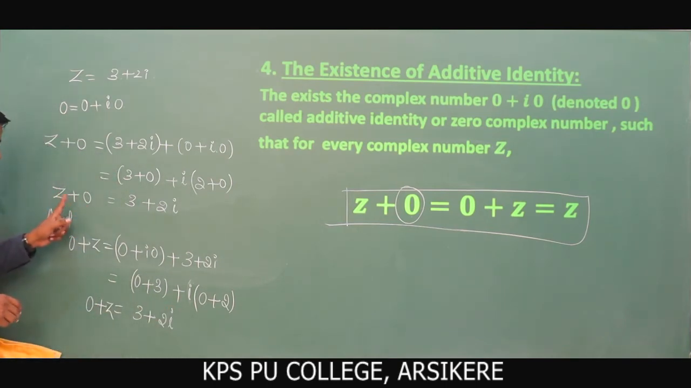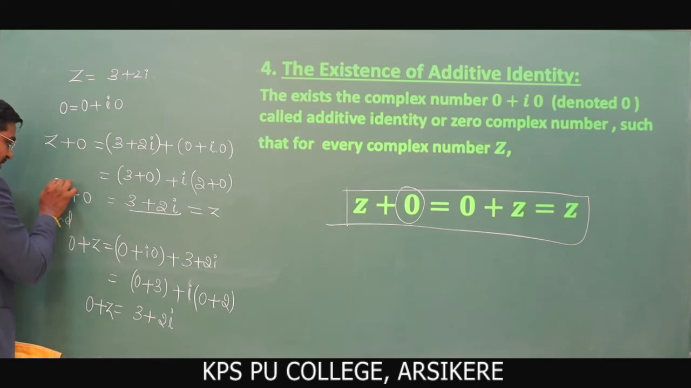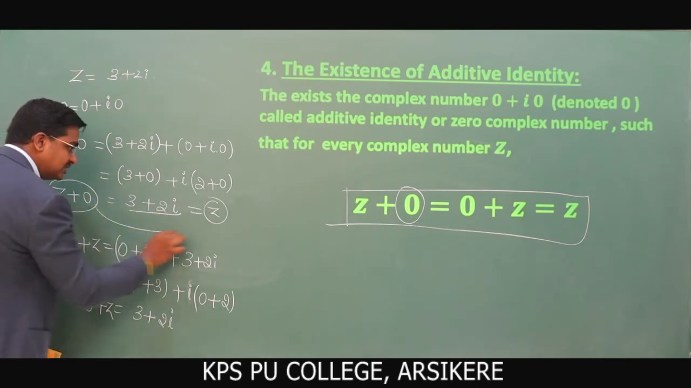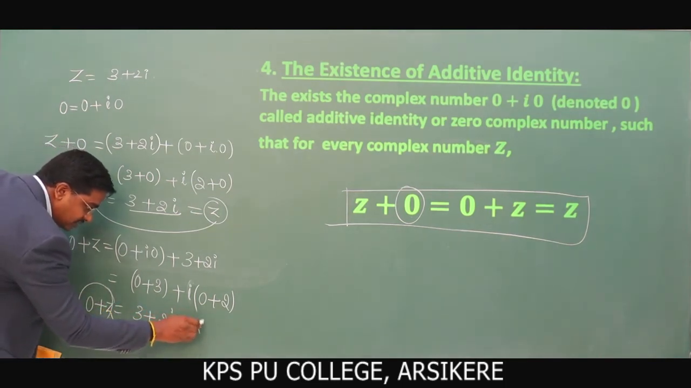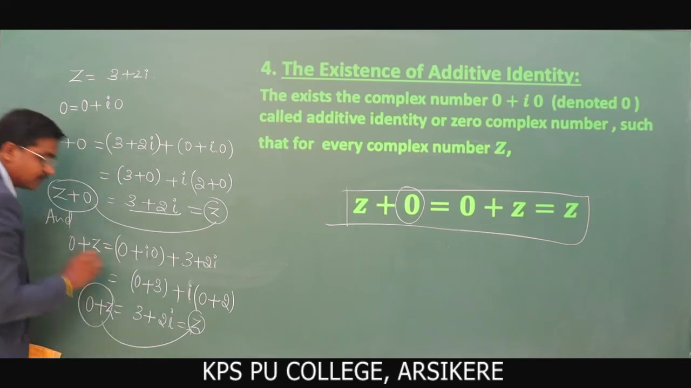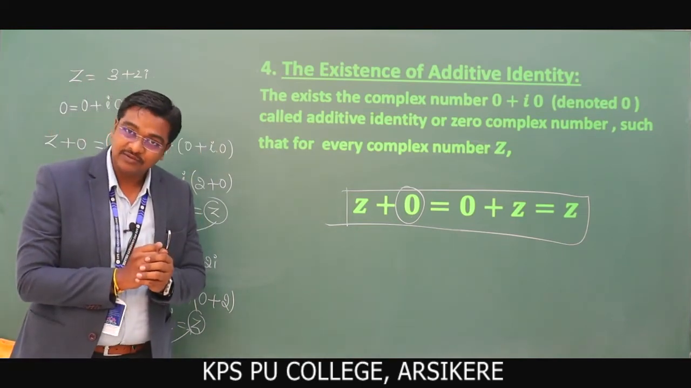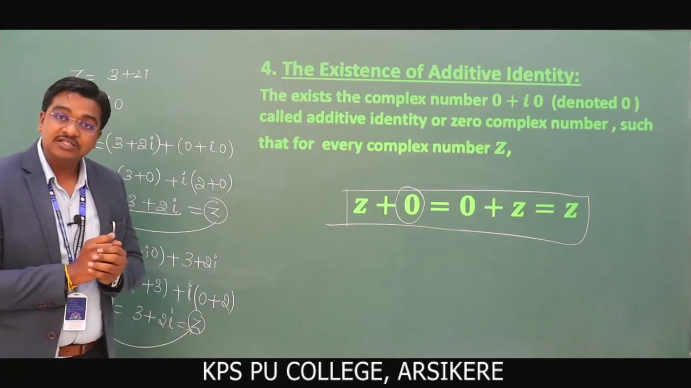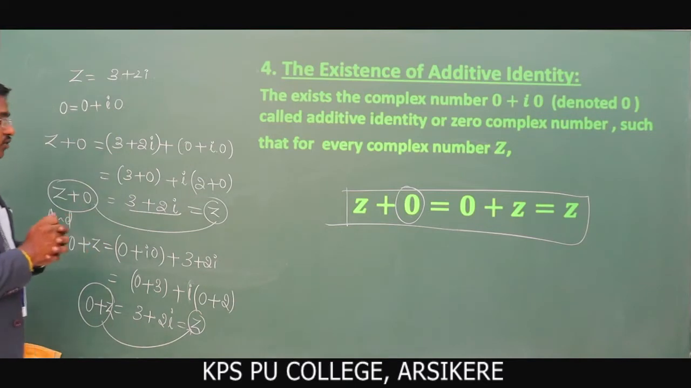What we are left with in z plus 0 is again nothing but the given complex number z. Therefore z plus 0 is equal to what? z. Similarly, at the same time 0 plus z is equal to what we are left with? z. This is the existence of additive identity. Did you understand, children? So next we are moving to the next property. Before going to the next property, please note down all the things I have written here.